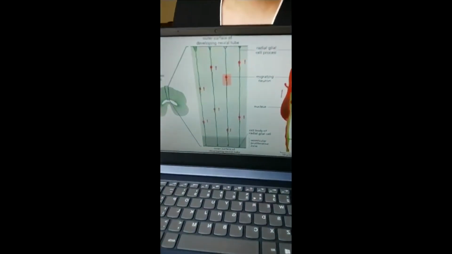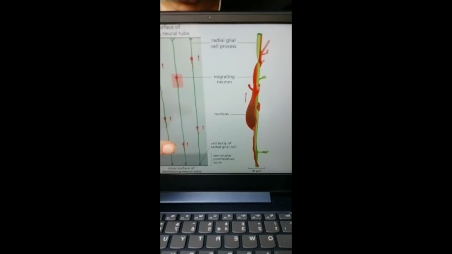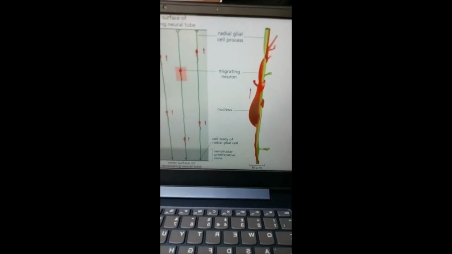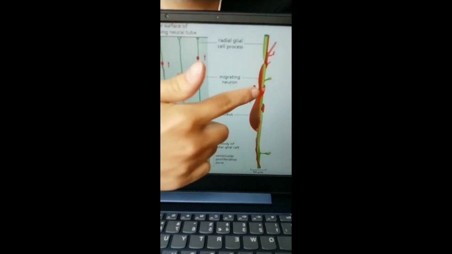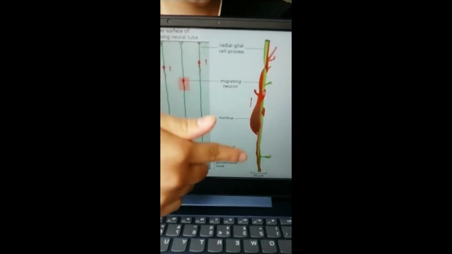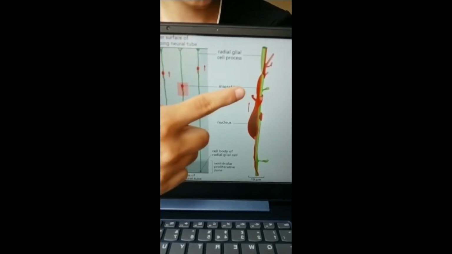So we saw those migrating cells here, and they were migrating upwards and outside the neural tube. And then finally here, there's a little graph which shows this. So there's the nucleus of those radial glia. This is a migrating neuron, which is that precursor. And then this is the radial glial cell process.